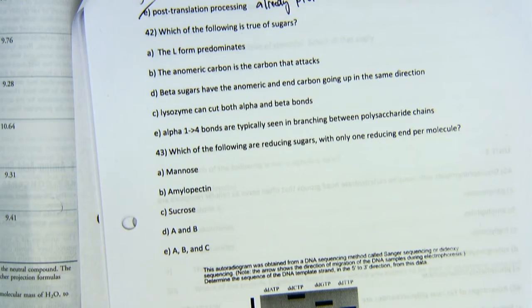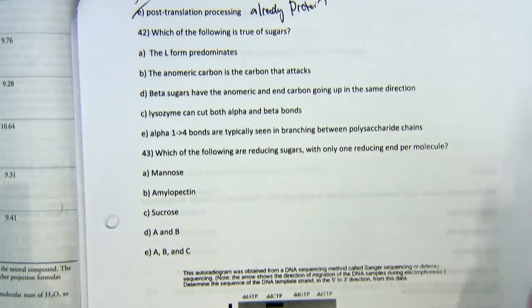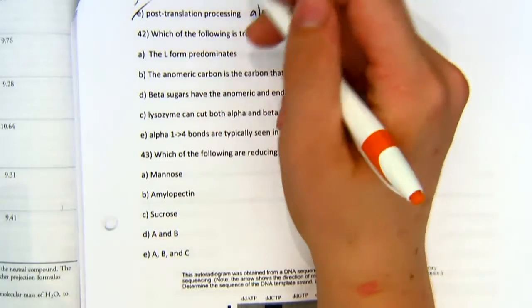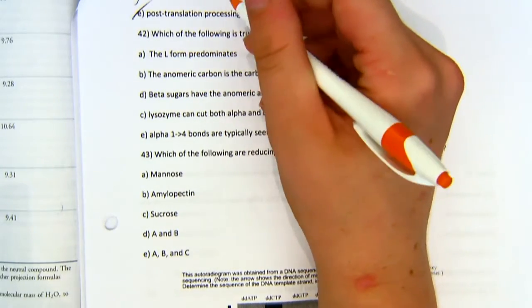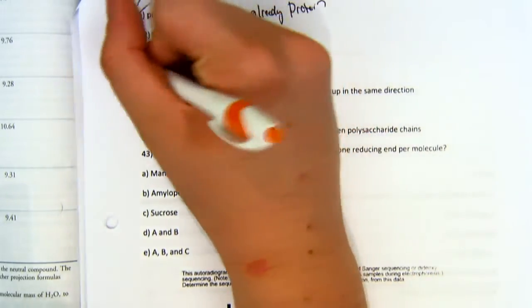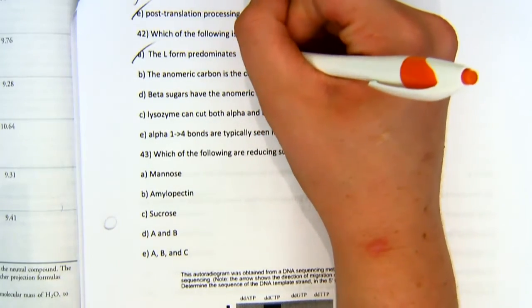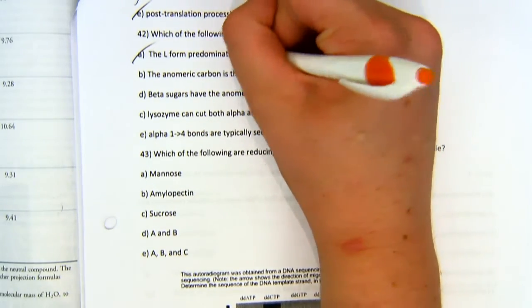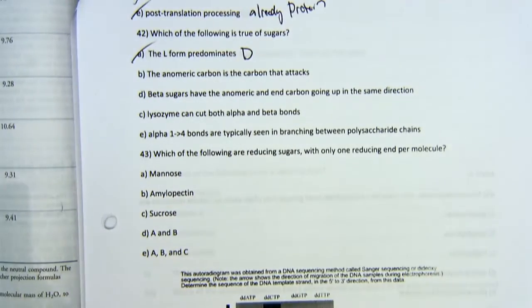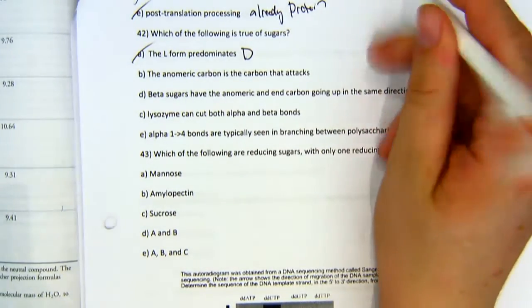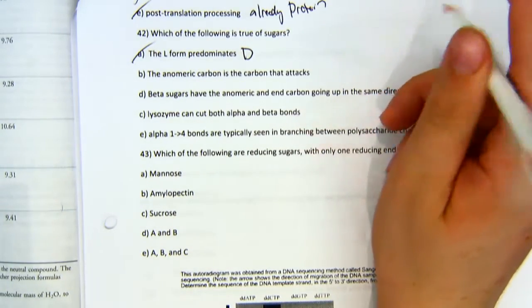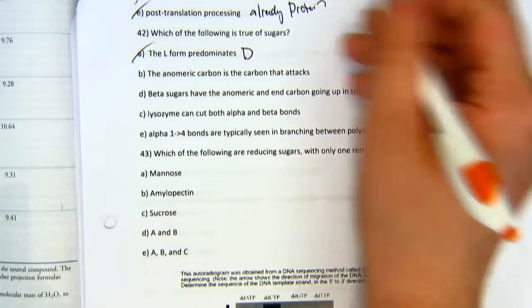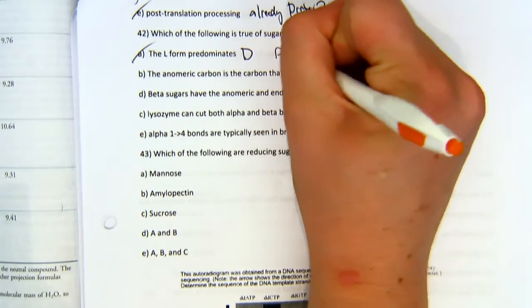Let's see. Which of the following are true of sugars? So in sugars, do the L form predominate? No, right? Which form predominates? The D, right? Where does the L form predominate? Which large biomolecule? Proteins, right?